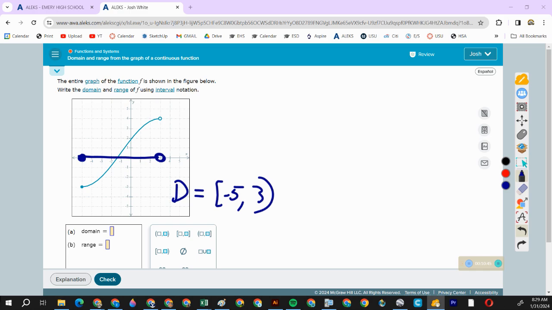All right, now we look at the towns. Every town from -3 up to 4. So my range would be, what's the low number? -3, bracket or parenthesis. It's equal to, so bracket, all the way up to 4. Okay, does that make sense?